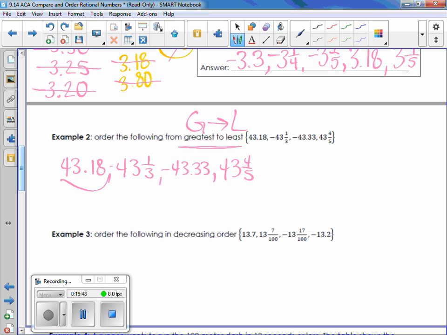So if I'm going from greatest to least, which numbers am I going to start with? Dylan? The negative. Are negatives greater? I mean, positive. Thank you. Okay, so I'm going to circle my positive numbers this time. What do I need to do? Convert it to a decimal.